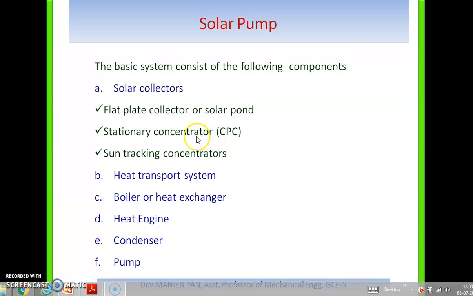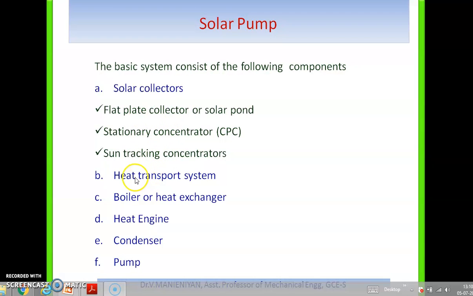It consists of a number of components. The first one is the solar collectors. There are different types of collectors we can use: a flat plate collector, solar pond, stationary concentrators, and sun tracking system.